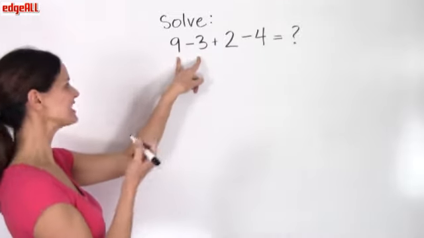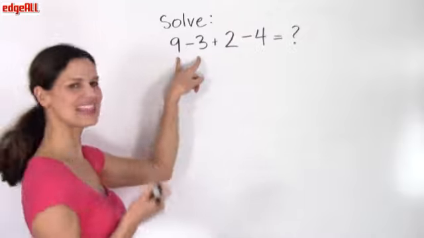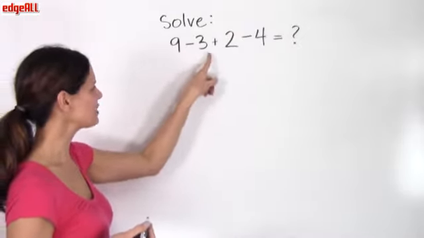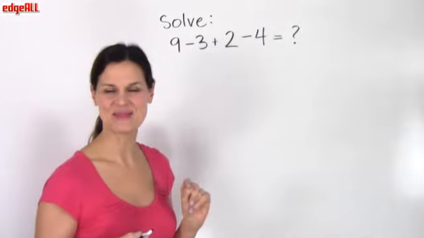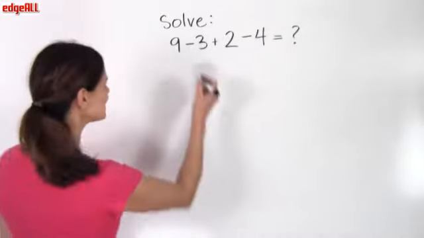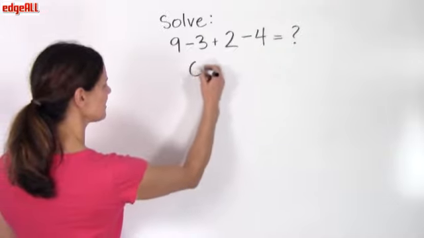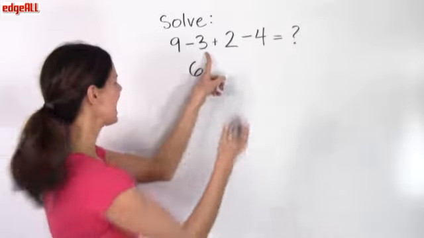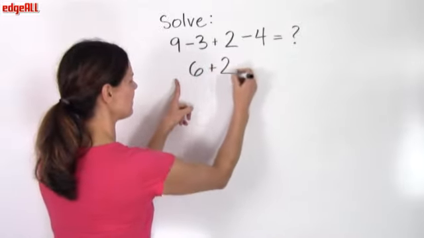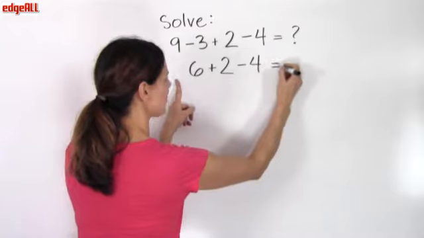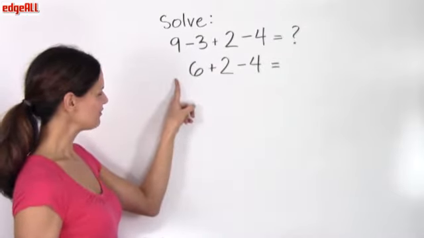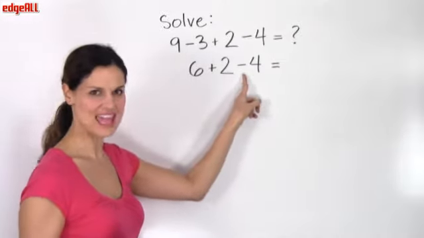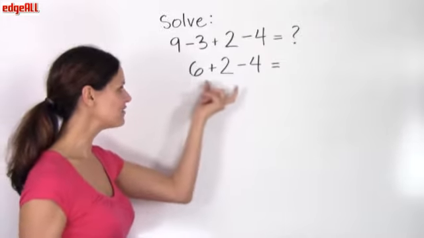So we're going to start with our first two numbers here. To the most left are our two leftmost numbers. So I have 9 minus 3. And I know that 9 minus 3 equals 6. And so I can replace in my problem the 9 minus 3 with a 6. And then I continue the rest of the problem, plus 2 and minus 4. So then from here, I've got addition and subtraction only. And so I work from left to right.